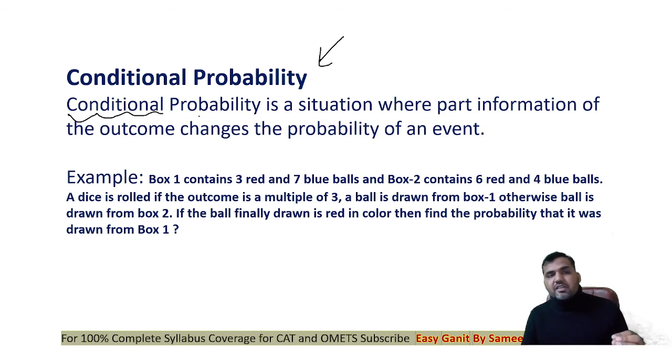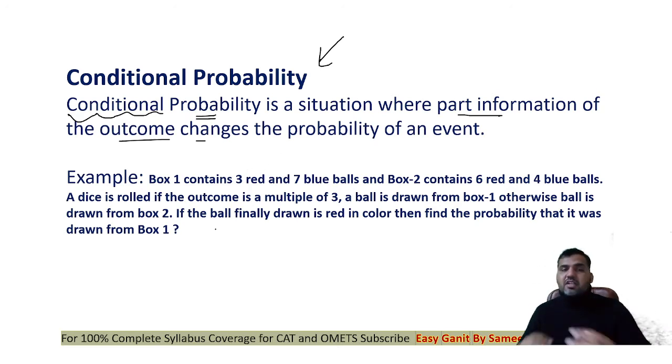Because the only difference in conditional probability is that it is a situation where part of the information about the outcome is already given. So conditional probability is that situation where additional information is given to you, and the extra information about the outcome changes the probability of an event.